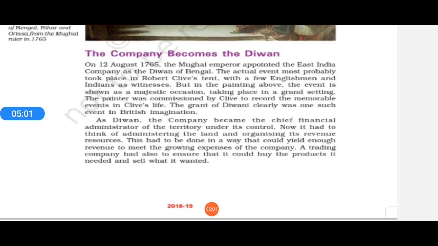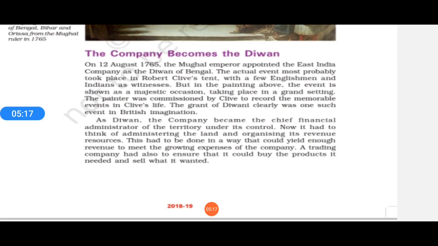So, they will collect the revenue from the peasants on their crop production. This way, complete financial matters and financial rights have come under the custody of the Britishers. Before that, what was the scenario, students?